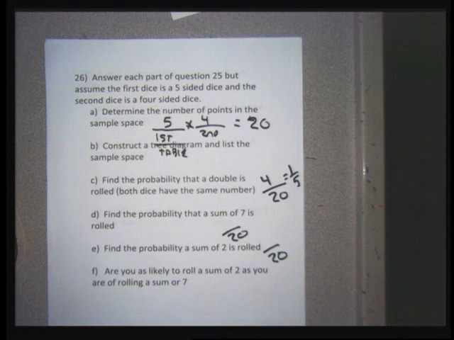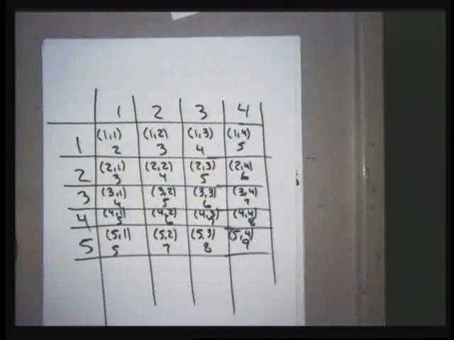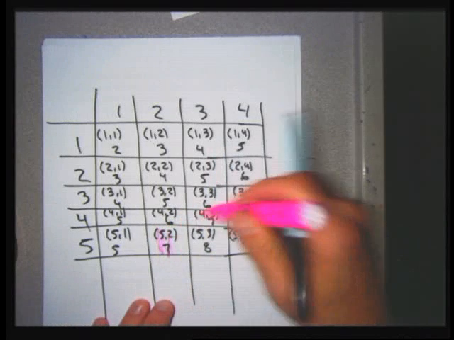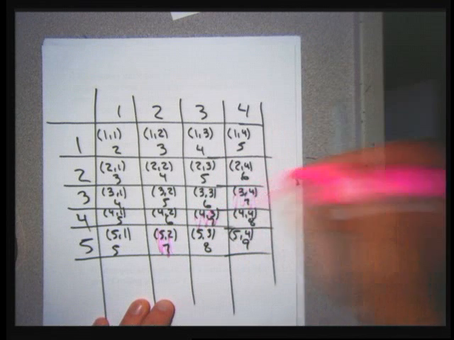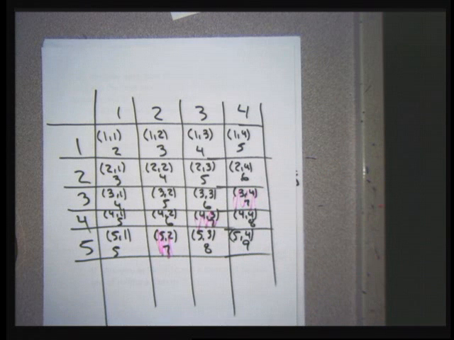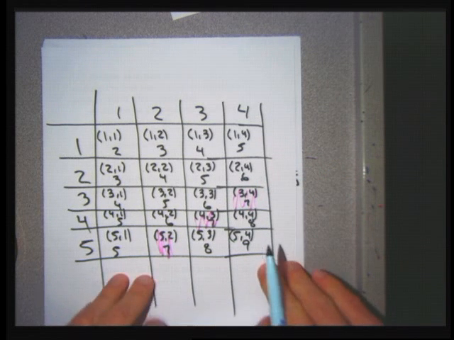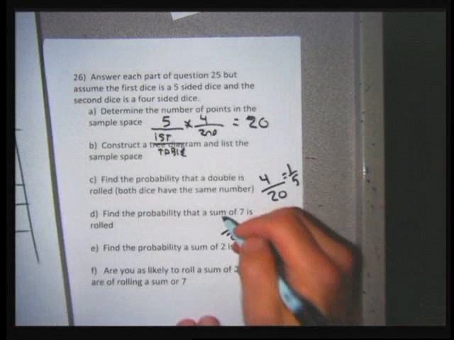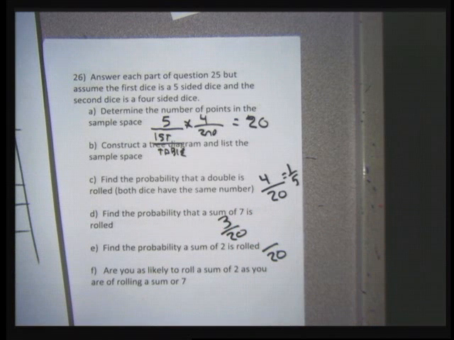The second one is the probability that my sum is 7. Well, for my sum of 7, 5 and 2 make 7, 4 and 3 make 7, 3 and 4 make 7. Those are the only sums of 7. So my numerator for that fraction is 3 because there's 3 of them that are 7.